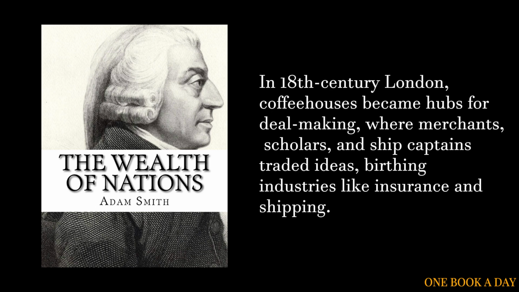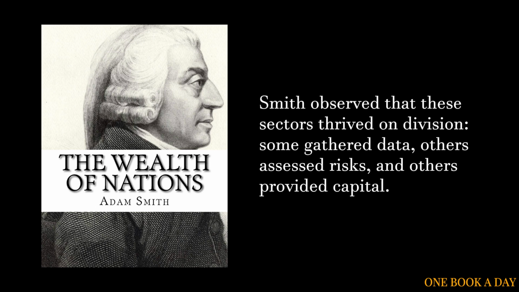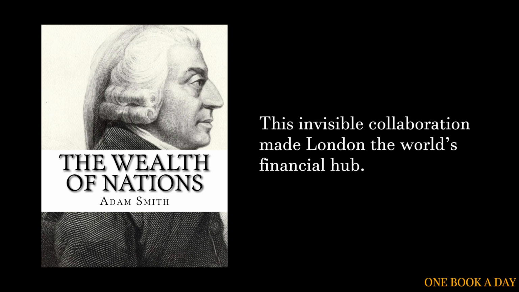In 18th century London, coffee houses became hubs for deal-making, where merchants, scholars, and shipping captains traded ideas, birthing industries like insurance and shipping. Smith observed that these sectors thrived on division. Some gathered data, others assessed risks, and others provided capital. This invisible collaboration made London the world's financial hub.